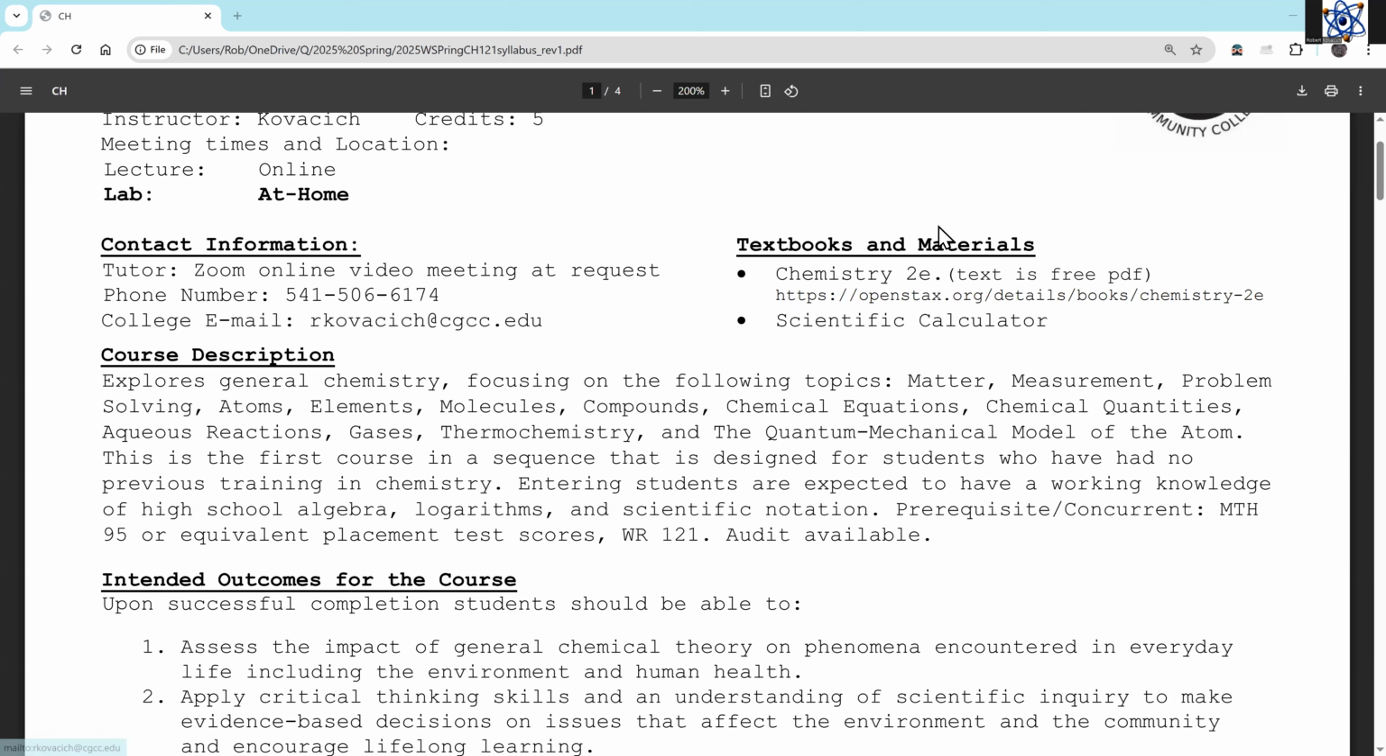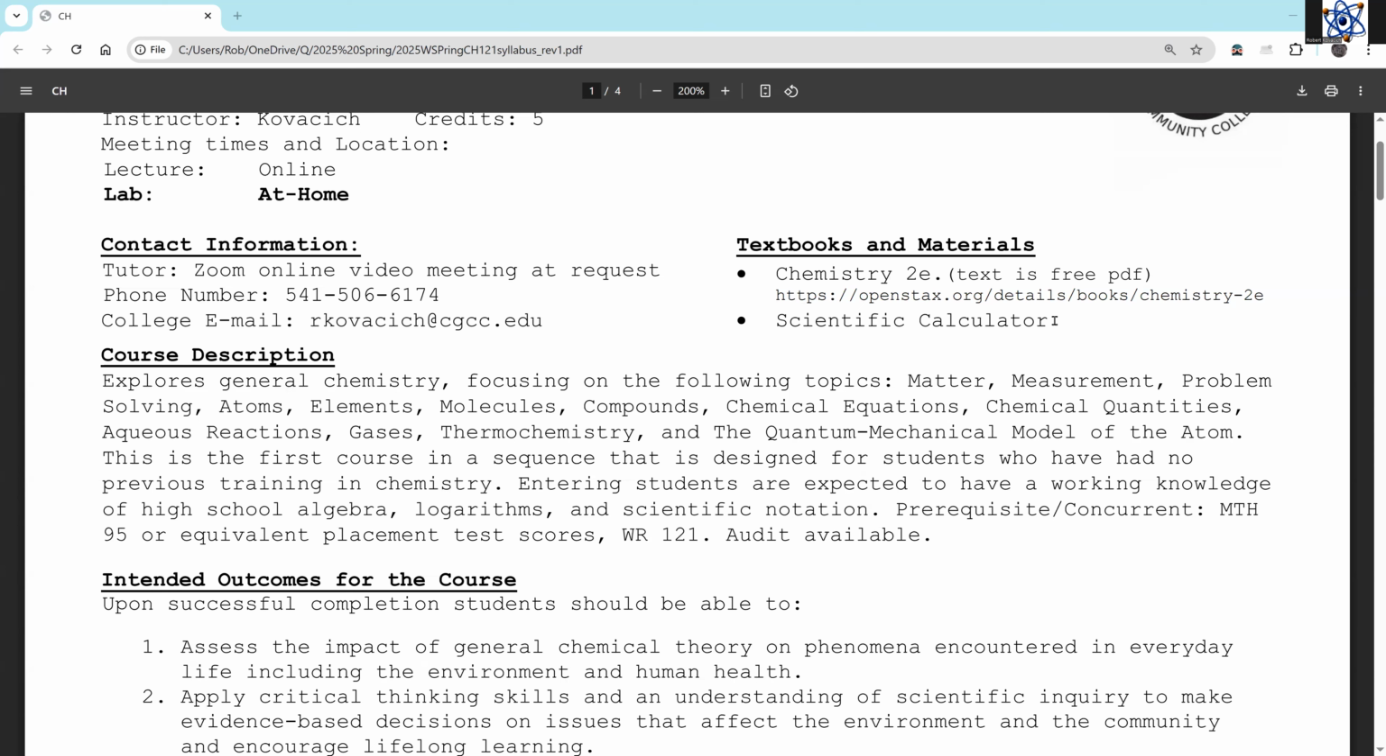The text we're going to use for this class is this OpenStax text, and it's a free PDF. You can purchase a copy of it pretty much anywhere, and they're not very expensive new. You're going to need a scientific calculator, and a scientific calculator has the ability to do scientific notation, and that would include things like 10 times. When you've got a number like 2.5 times 10 to the third, you need to be able to enter that into the calculator.